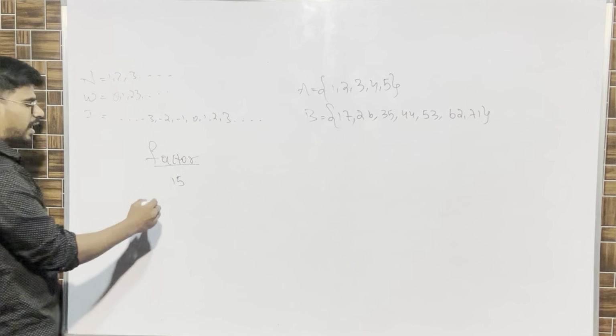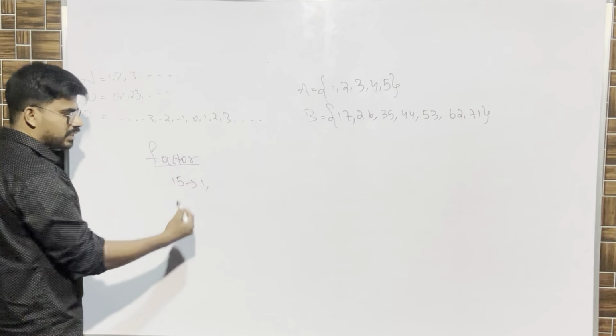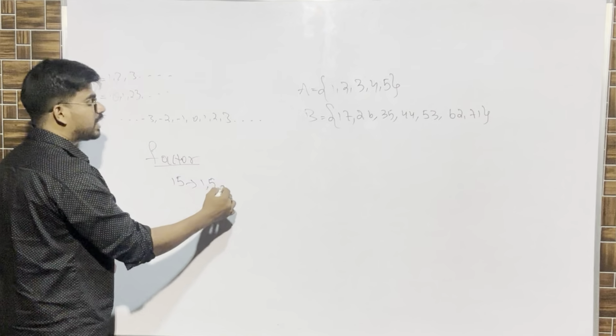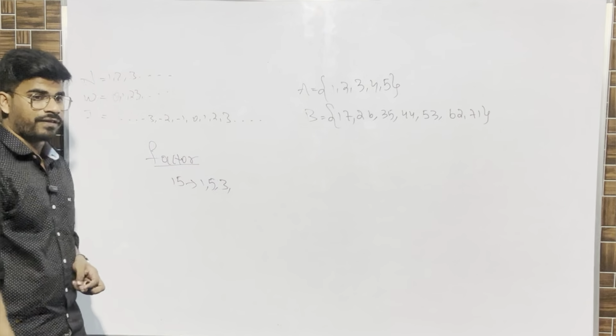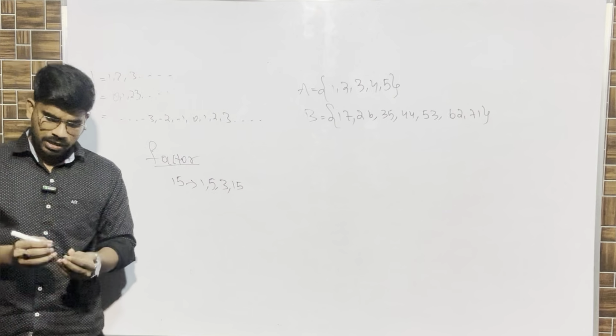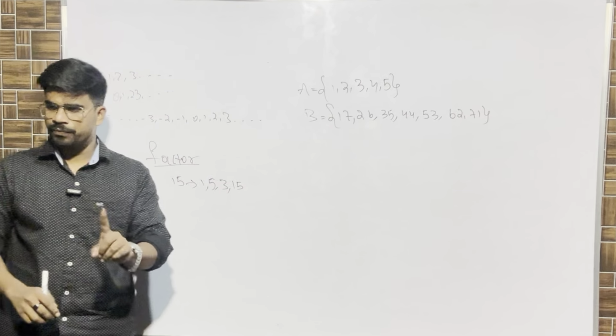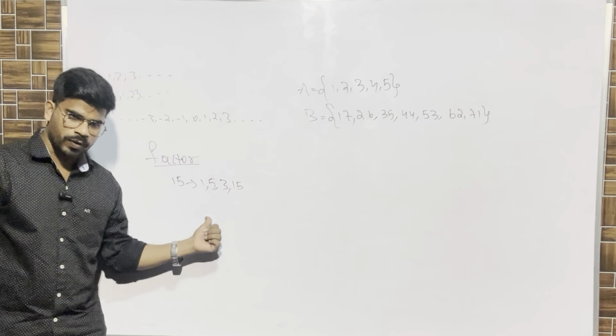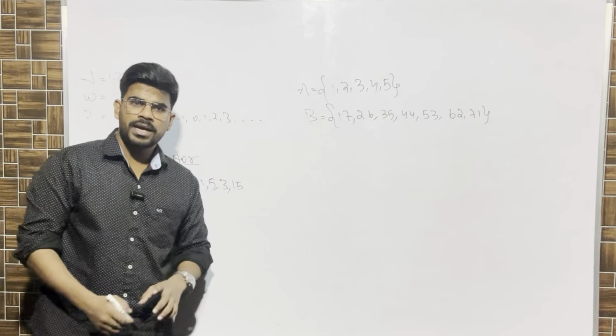Starting from 1, 1 is a factor of every number. So the factors of 15 are 1, 3, 5 and 15. Factors of any number start from 1, and the largest factor is the number itself.